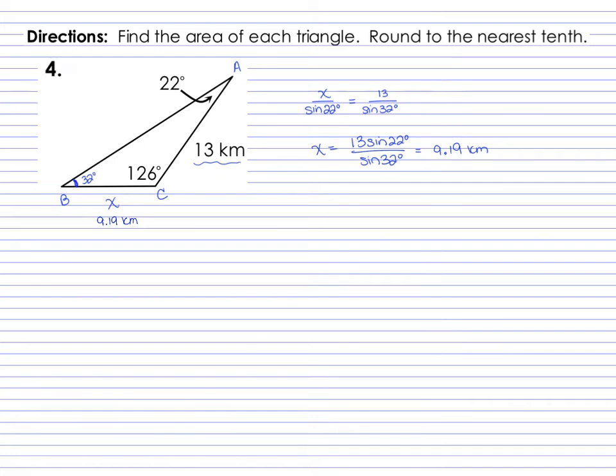So now I have everything that I need. I'm going to write that the area is equal to 1/2. Side A is that 9.19. Side B is 13 times the sine of C, which is the sine of 126 degrees. Again, put that in your calculator, hit enter. We're going to find that the area is equal to 48.33 kilometers squared.